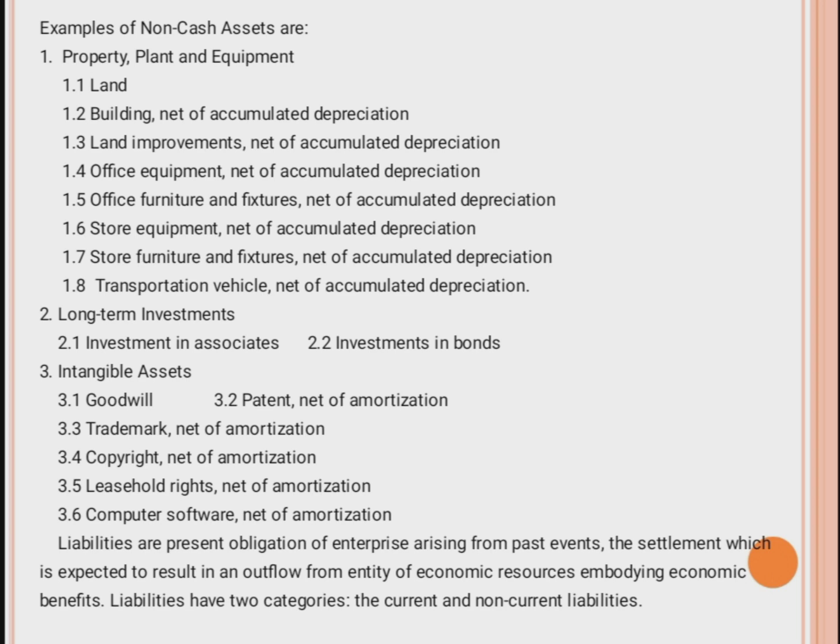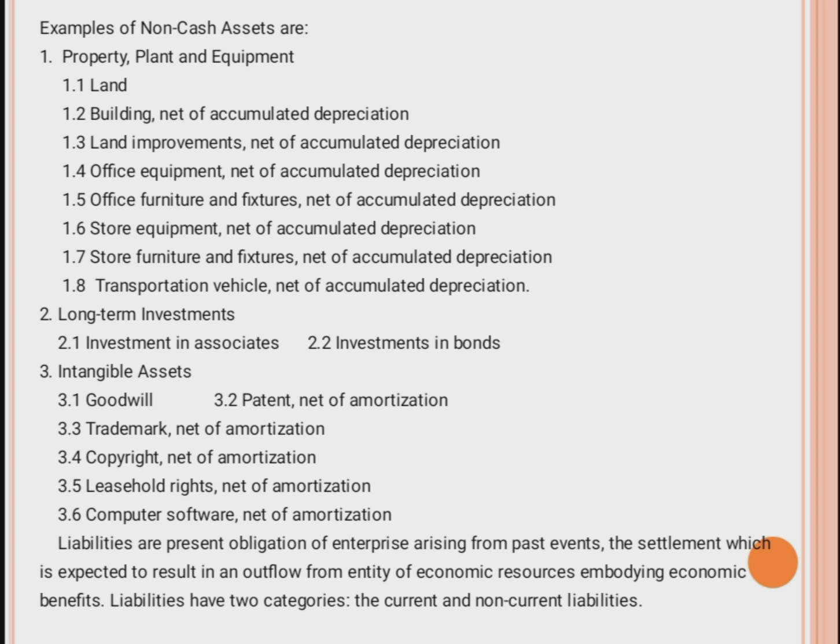Number 2, long-term investments. 2.1, investment in associates; 2.2, investment in bonds. Number 3, intangible assets. 3.1, goodwill. 3.2, patent, net of amortization. 3.3, trademark, net of amortization. 3.4, copyright, net of amortization. 3.5, leasehold rights, net of amortization. 3.6, computer software, net of amortization.